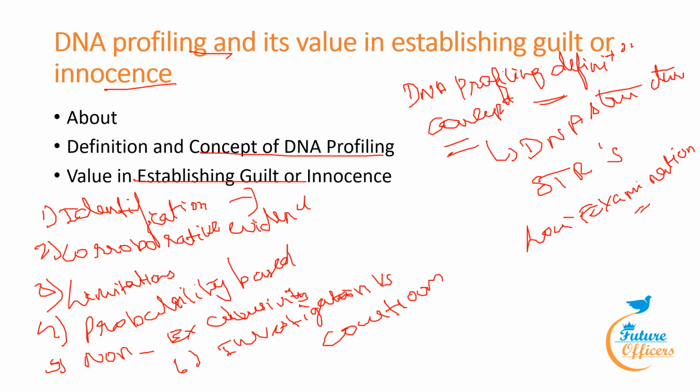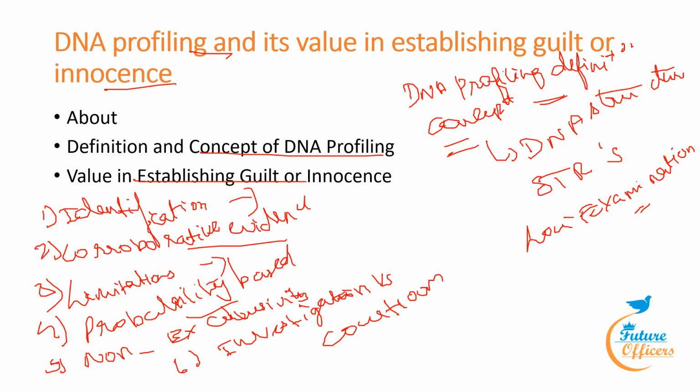Next, corroborative evidence. While DNA evidence can strongly support a case, it is often used in conjunction with other types of evidence, for example eyewitness testimony and physical evidence, to establish guilt or innocence. In limitations, they say that the reliability of DNA evidence depends on proper collection, storage, and analysis of samples. Also, contamination, degradation, or mishandling of DNA samples can lead to inconclusive or inaccurate results.